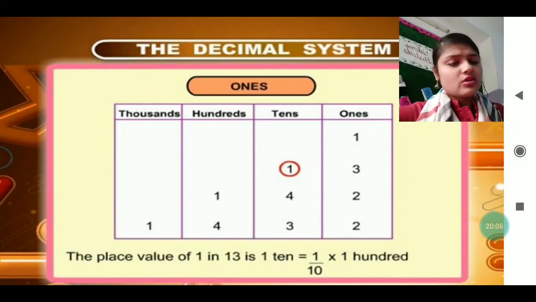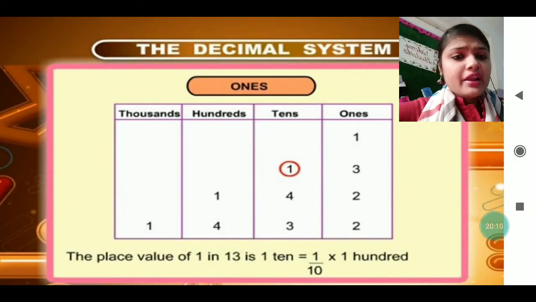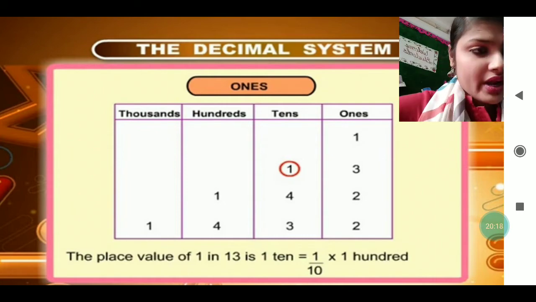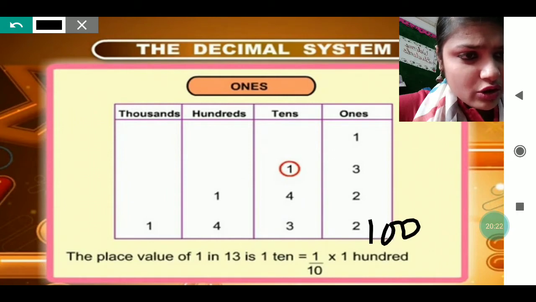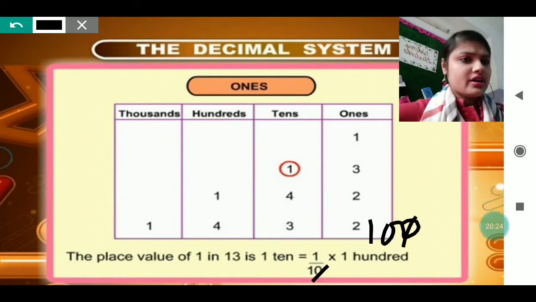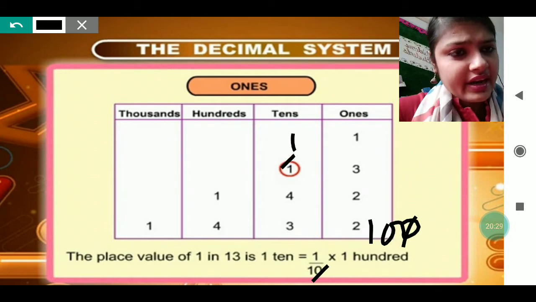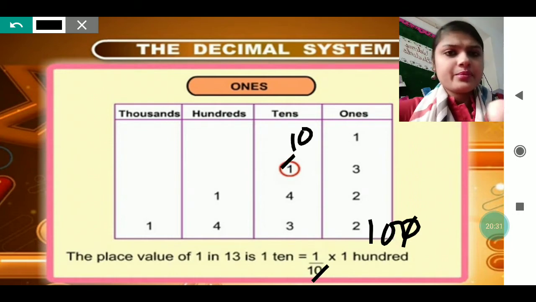In the same way, in this also you can see the place value of 1 in 13 is 10, which equals 1 by 10 into 100. 1 by 10 into 100 means what? Here 100 has double zero, cut 10 and 10. What will you get? 1 into 10 equals 10. The place value of this one here is 10. Okay.